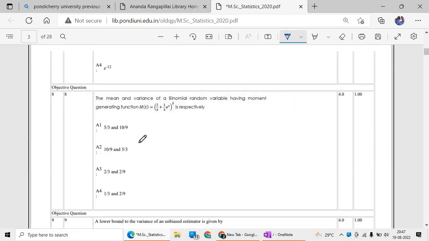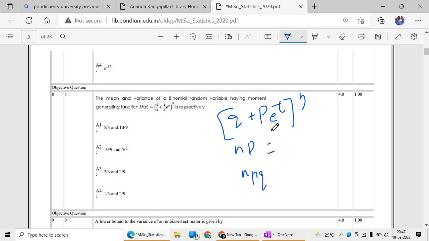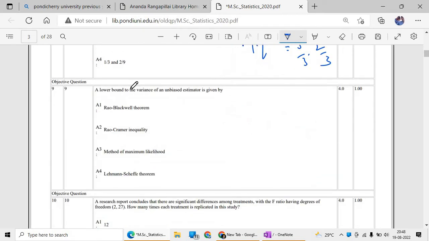The mean and variance of a binomial random variable having MGF. So they gave one MGF, that is (q plus p e power t) whole power n. So what is the mean? np, variance is npq, which is the standard formula. So what are the np? 5 by 3, 5 by 3 into 2 by 3. So it is 10 by 3, 10 by 9, 5 by 3. So option A is the correct answer.